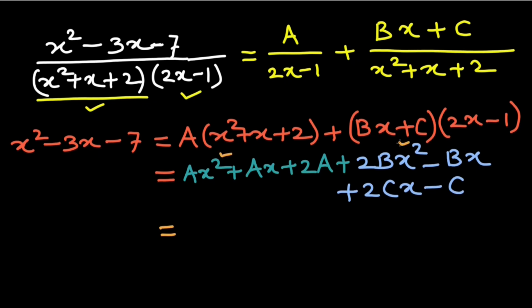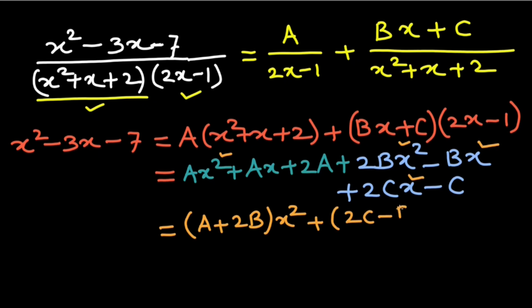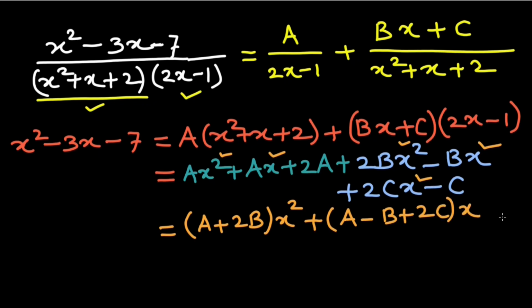First, the square terms: a plus 2b into x square. Next, the x terms: a minus b plus 2c into x. And finally, the constant terms: 2a minus c.